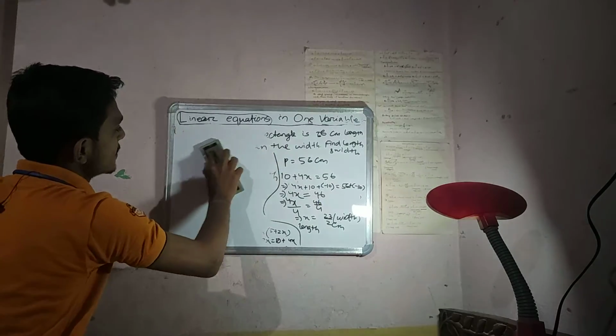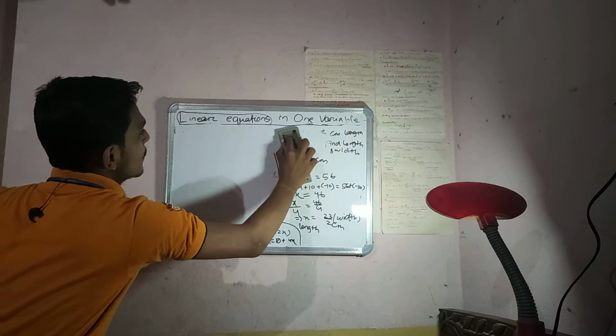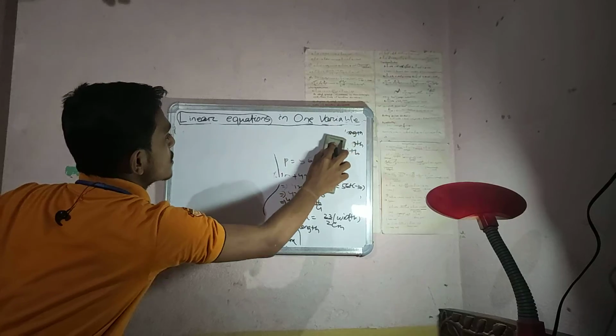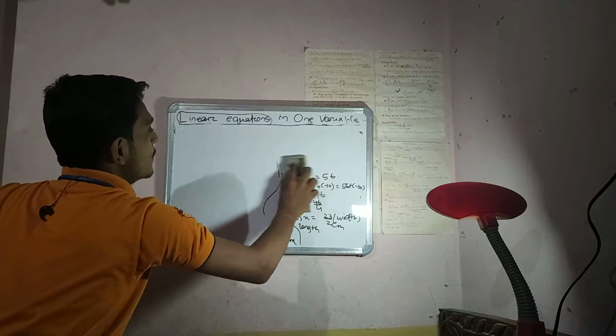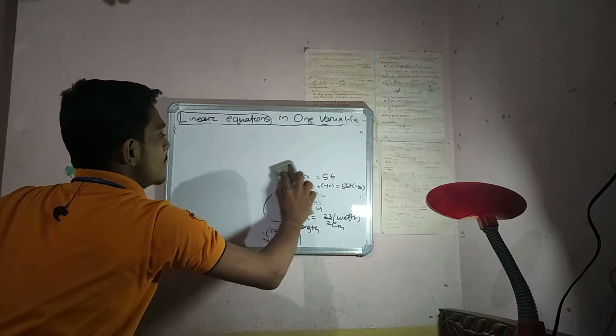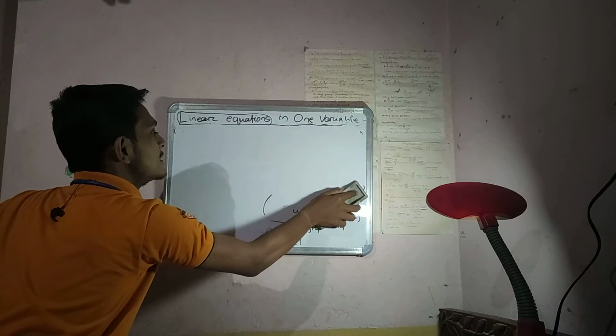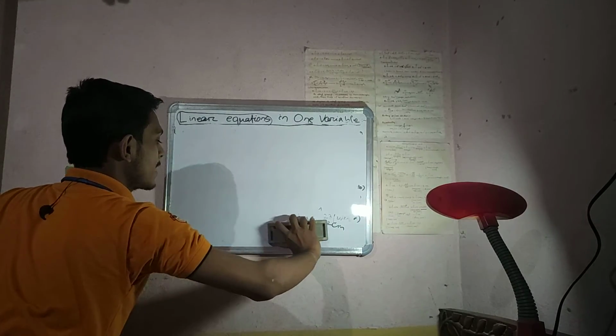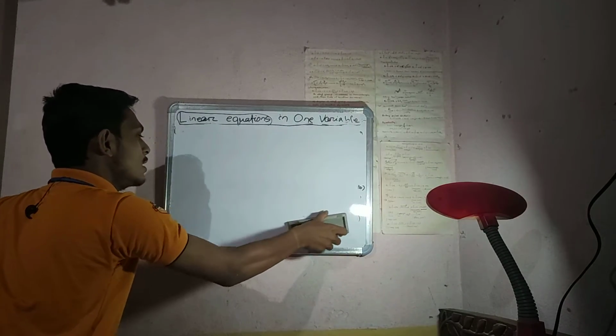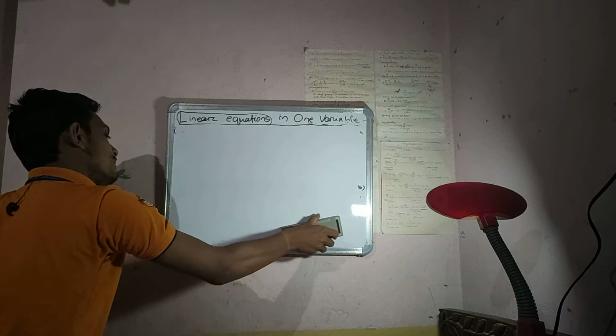The next class, the very important problem using the linear equation, that is the age problem. Okay, that is the age problem. We will see how age problems can be solved by using the linear equation. Okay. Thank you.